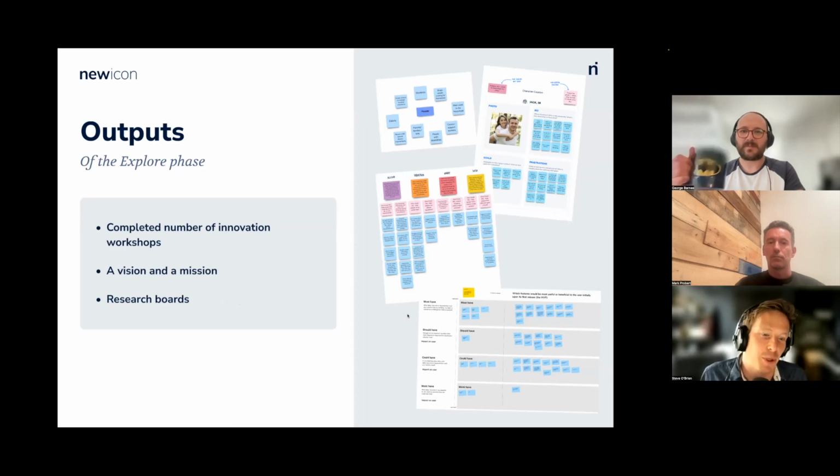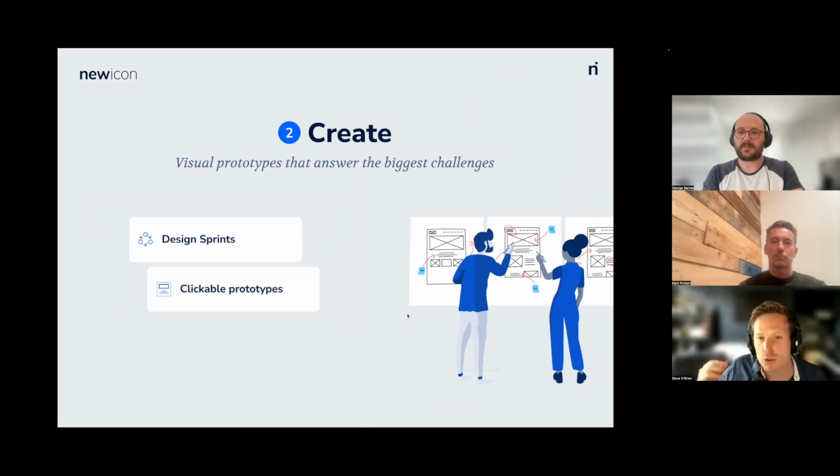So outputs, what do we have as outputs from this? Well, we would have completed a number of innovation workshops for sure. We'd have a vision and a mission, hopefully, of the general project and where it's going, and all of our research, which is our collection of information and problems and things we're trying to solve. So once we've understood that, we dive straight into the create phase.